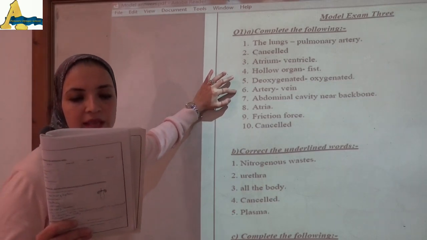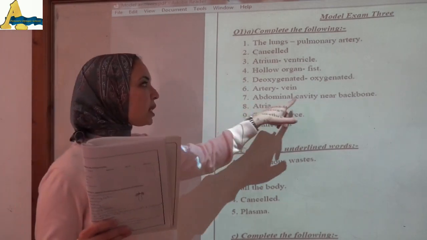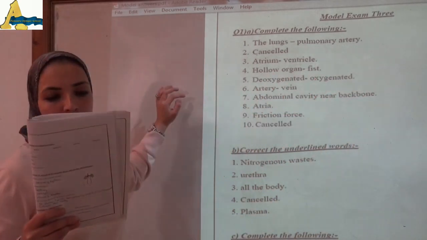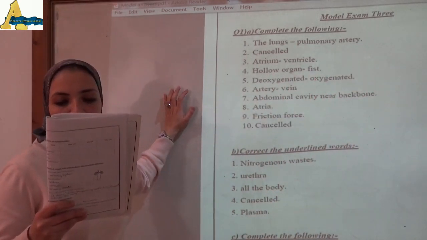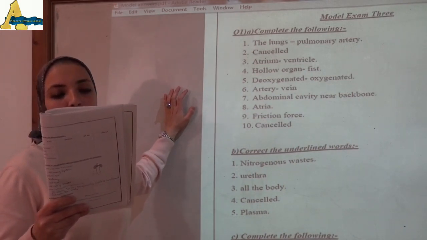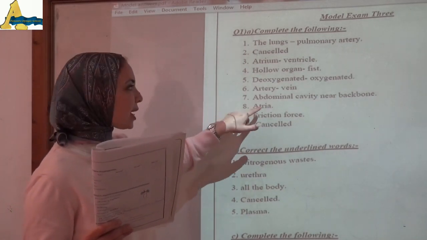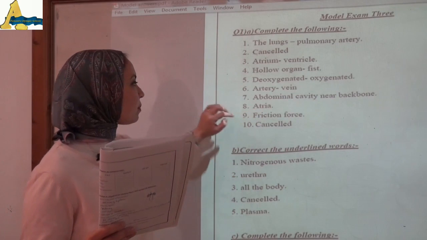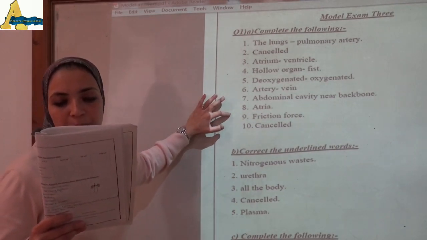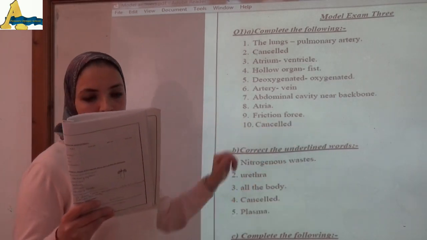Number 7, the urinary system is located inside the abdominal cavity near the backbone. What are the chambers of the heart that receive blood from veins? The atria. Okay? The atria is the plural of atrium. Number 9, the rise in temperature of the moving parts of a machine is due to the friction force.